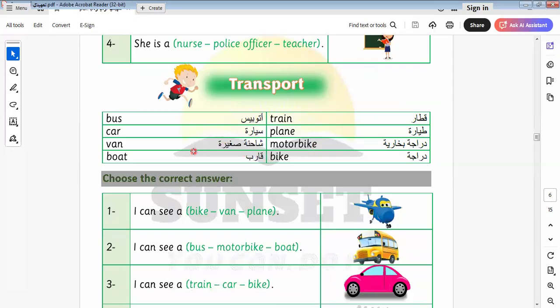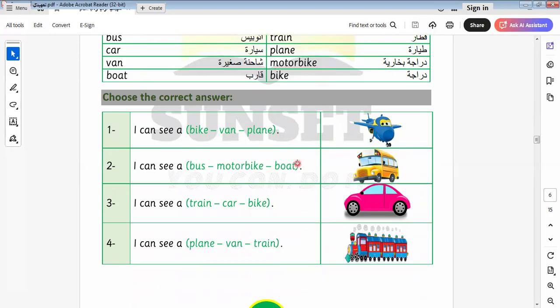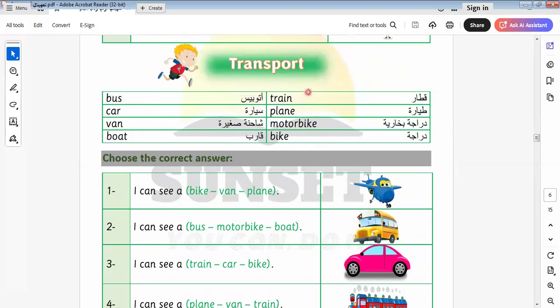Okay. Let's go to another item here, which is transport. What are the means of transport? We have bus, car, van, boat, train, plane, motorbike, bike. So the boat is in what? In the sea. Van, car, bus walk on land. Train walks on the railway. Plane flies in the sky, so it would be in the air. Motorbike on land, bike on land. Okay, this is the way that we use this transport.